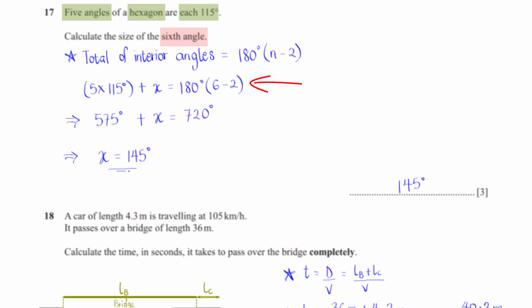So from the question, we've been given 5 of those angles in a hexagon, and we know that a hexagon has 6 sides, and so this means that the value of n is equal to 6. And we know that 5 angles in the hexagon are each 115 degrees, and we are trying to find the sixth angle. So this means that the total of the interior angles will be 5 times 115 degrees plus the unknown sixth angle. If we try to simplify this equation, we are left with x equals 145 degrees.